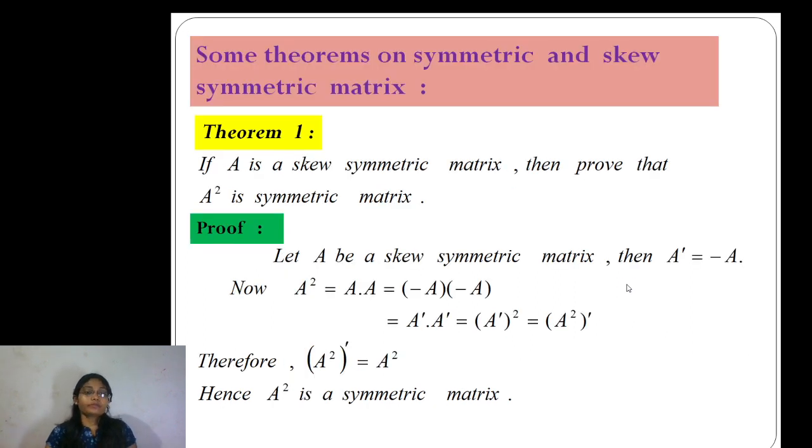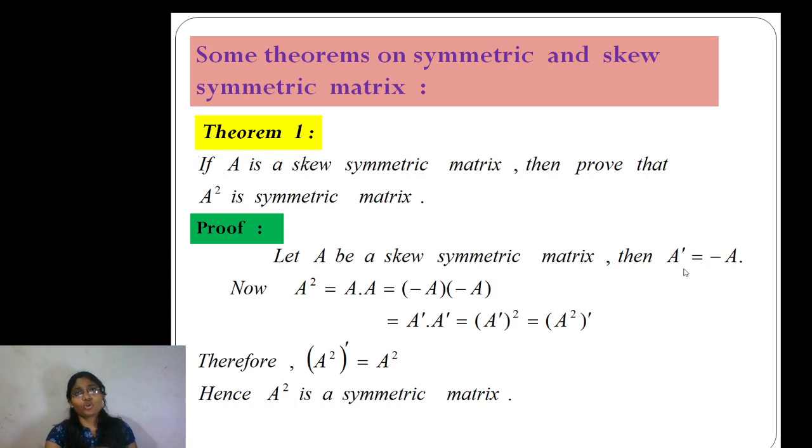Next, some theorems on symmetric and skew symmetric matrix. Theorem 1: If A is a skew symmetric matrix, then prove that A square is a symmetric matrix. A is a skew symmetric matrix. Skew symmetric matrix means A transpose equals minus A.